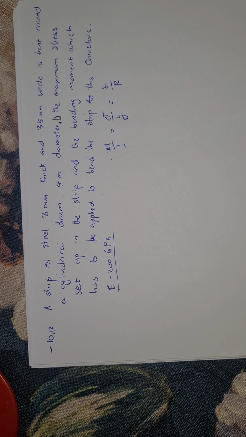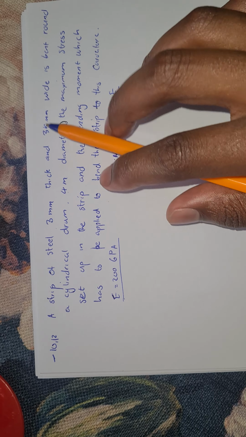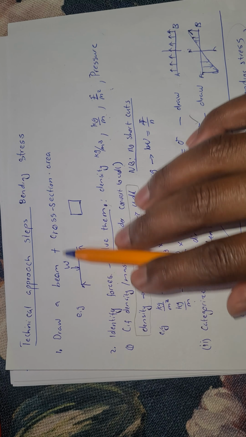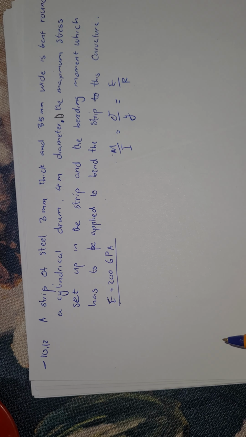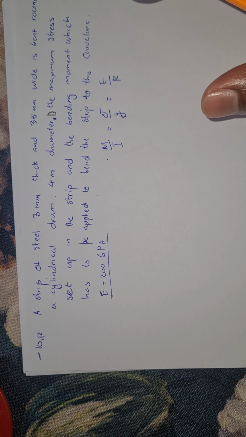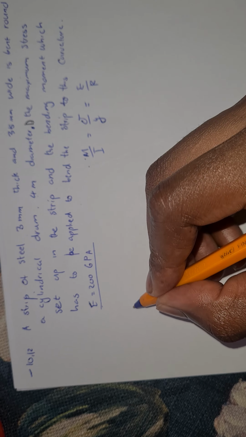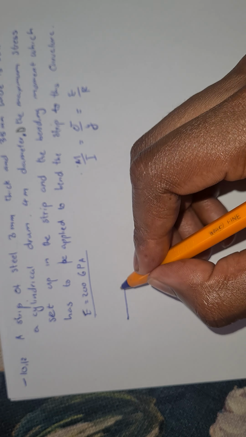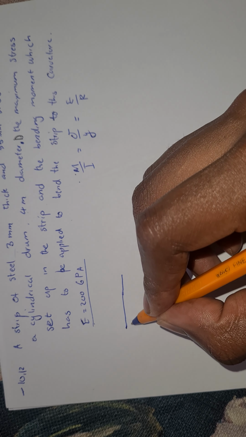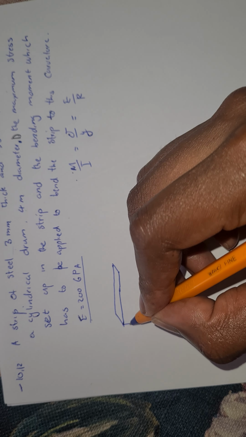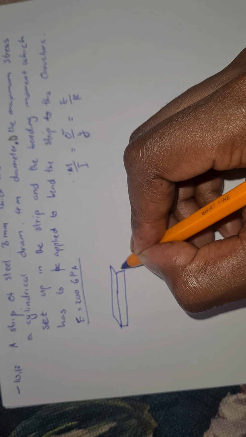So let's just draw the structure because you can still follow this. We can draw a beam and a cross section. Now let's draw a beam. We are not told this is a beam. In this question, just imagine a strip, as they say, a strip. I'm gonna draw it in 3D this time. I'm not gonna draw it in simple terms.